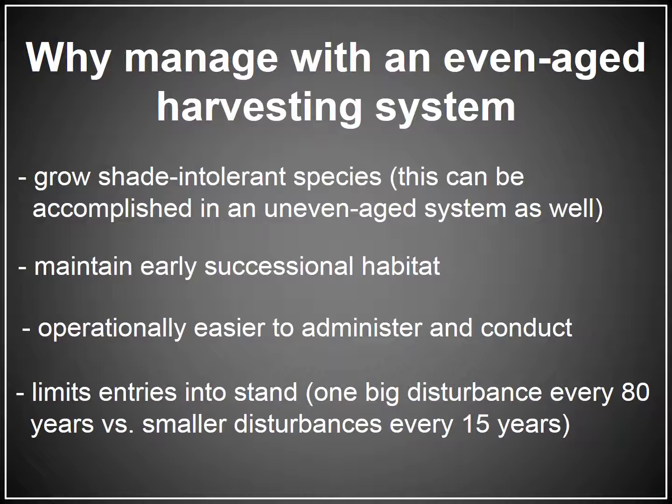Even-age systems are generally easier to administer from an operational perspective, and you're essentially choosing to cause one major disturbance every 80 years or so, depending on the rotation, versus causing several smaller disturbances every 15 years or so, depending on the cutting cycle, under an uneven-age system.